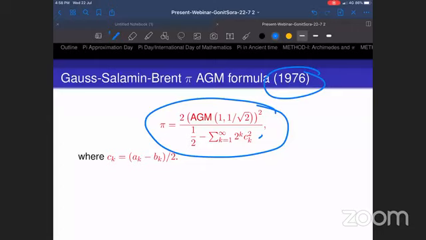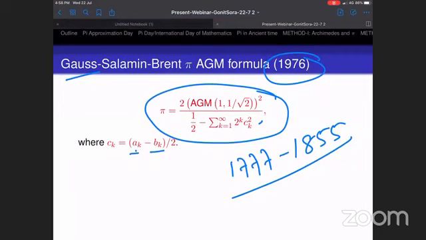And what is c_k? c_k is the arithmetic mean minus the geometric mean, divided by 2, at the kth stage. So this is the AGM formula found by Salamin and Brent in 1976, but some form was actually written by Gauss in his diary. And I think Gauss was born in 1777 and died in 1855, if I'm correct.